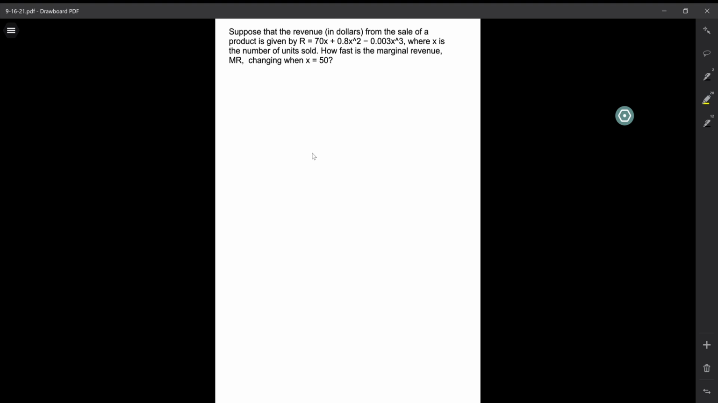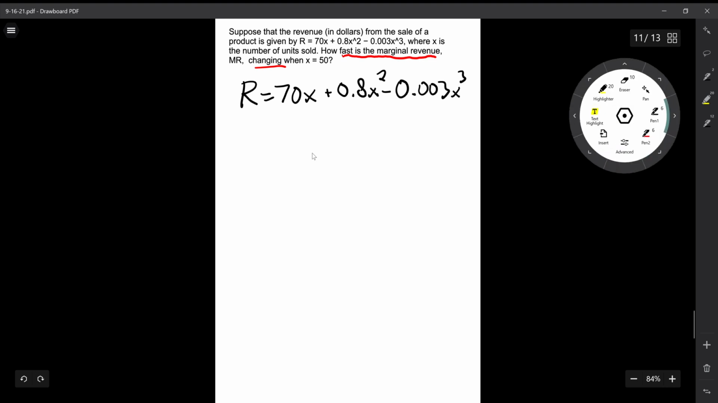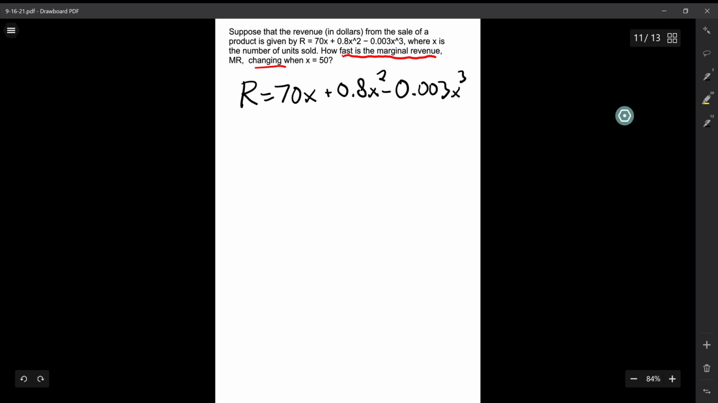Last but not least, we're going to have some marginal revenue problems here, of course, since this is a business calc class. I'm going to go ahead and copy down the revenue function. The revenue is 70x plus 0.8x squared minus 0.003x cubed, where x is number of units sold. Now notice the question, it's being a little subtle in its wording. How fast is marginal revenue changing? So we're talking about a rate of change of marginal revenue.